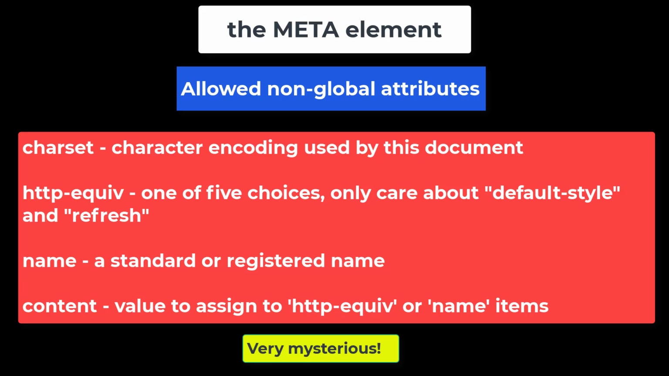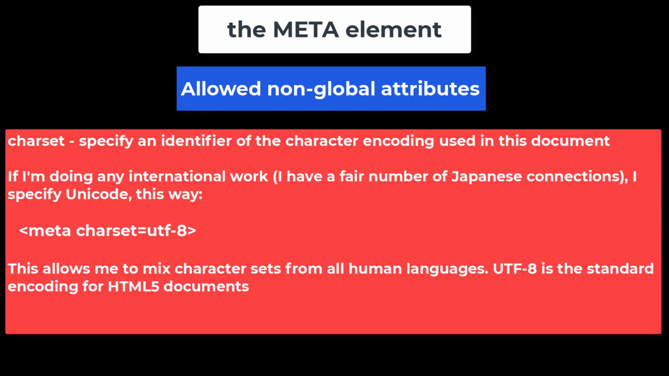The charset attribute says specify an identifier of the character encoding used in this document. If I'm doing any international work, I have a fair number of Japanese connections, I specify Unicode this way: meta charset equals UTF-8. This allows me to mix character sets from all human languages. UTF-8 is the standard encoding for HTML5 documents.